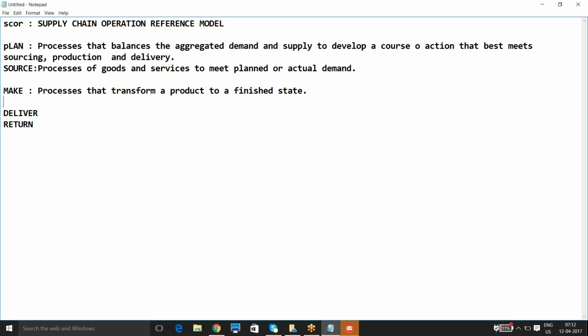Then it is going to send it to the customer. So the transformation of a product to a finished state which can be given to the customer is called making. That is the reason why I have defined it as a process that transforms a product to a finished state. Hope you got me.